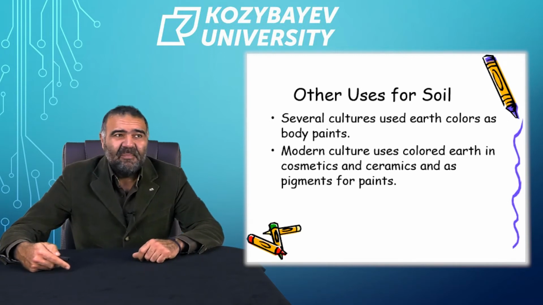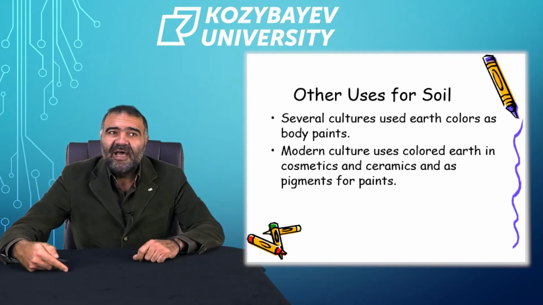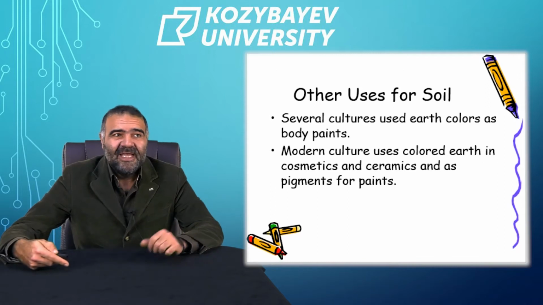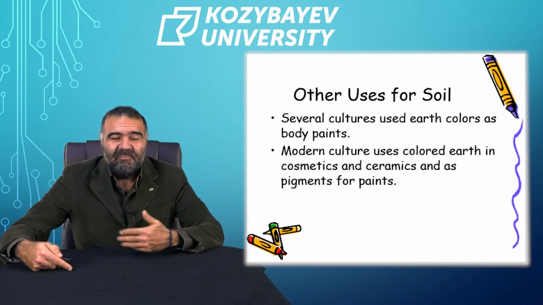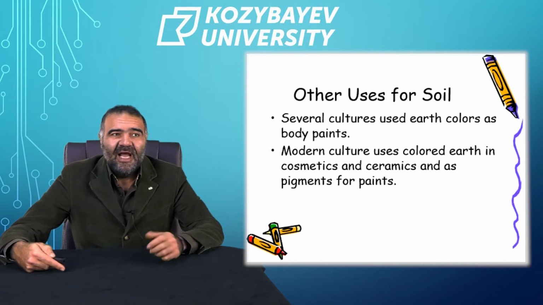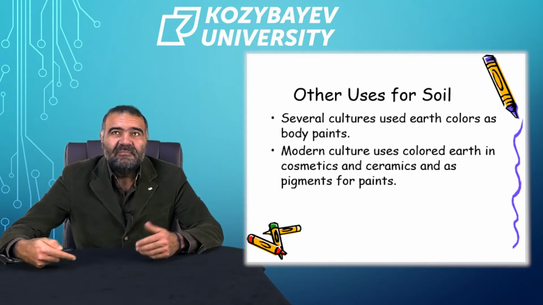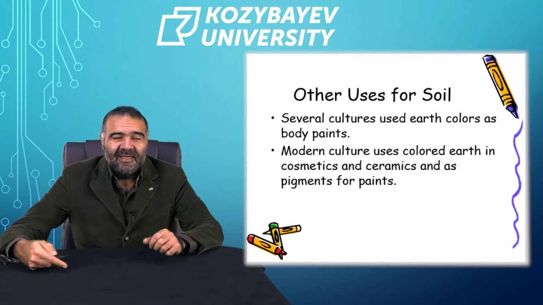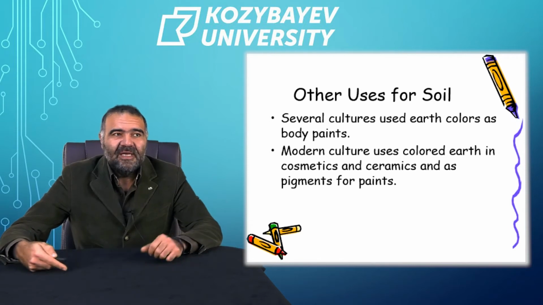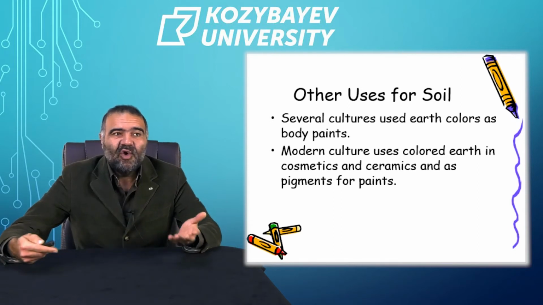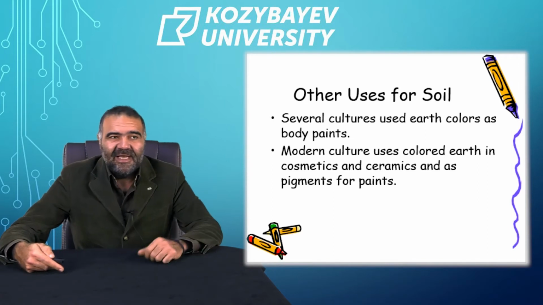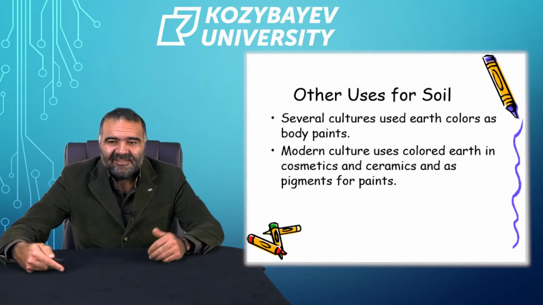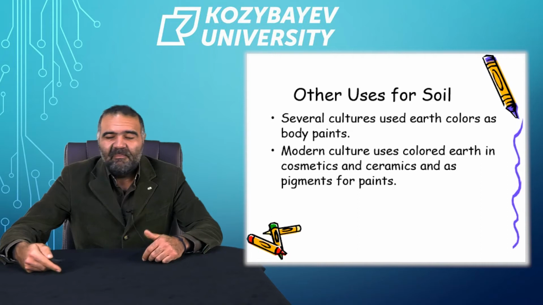In the past, for example, several cultures used the soil colors for body paints. In modern culture, we use soil matter, especially minerals, using the color to color cosmetics or ceramics, or for example, to extract some pigments for painting.